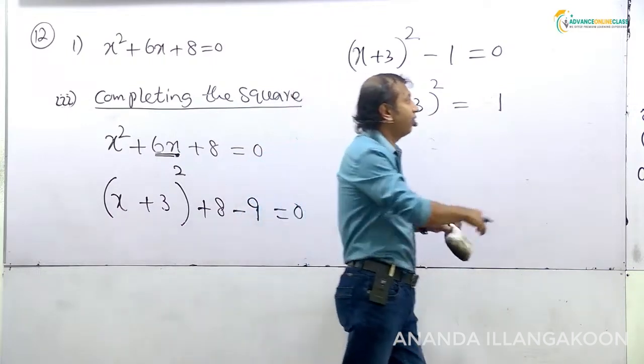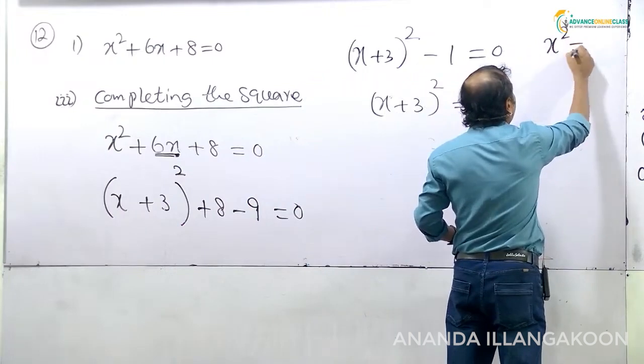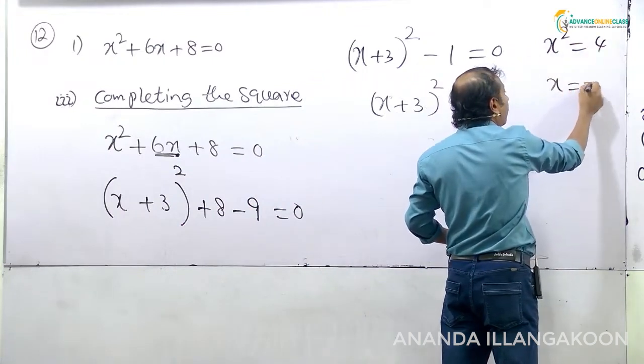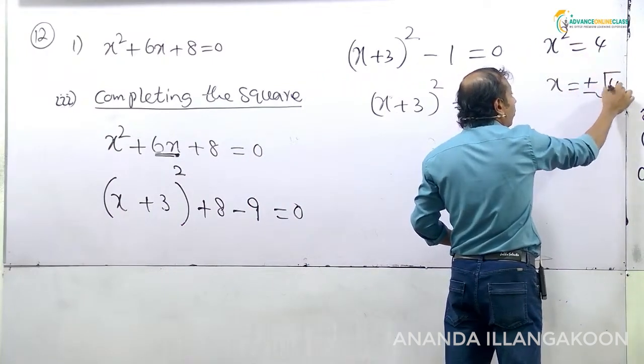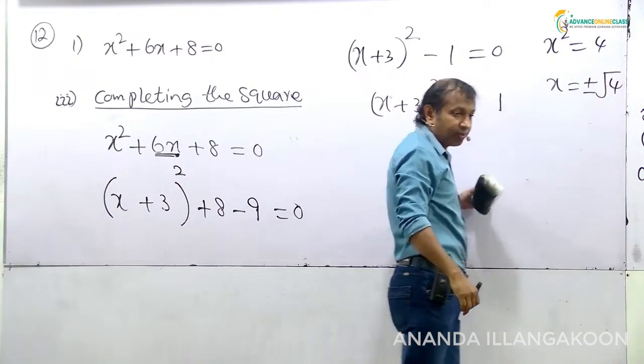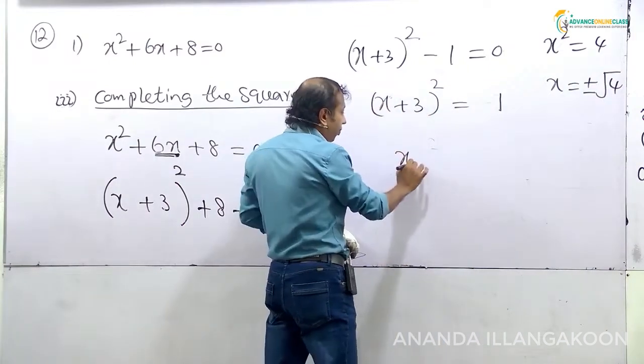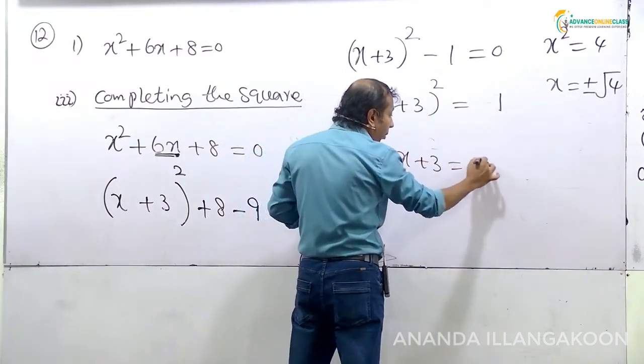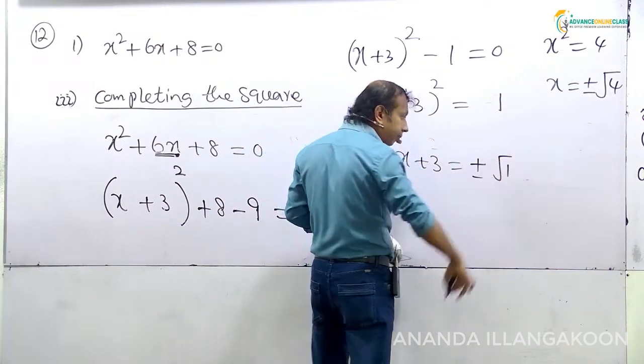You know how to take the answer for this case, people, tell me? When x squared equals 4, what is x? Plus or minus square root 4, no? This will be right, no? The same thing we apply here. x plus 3 is equal to what? Plus or minus square root of 1.